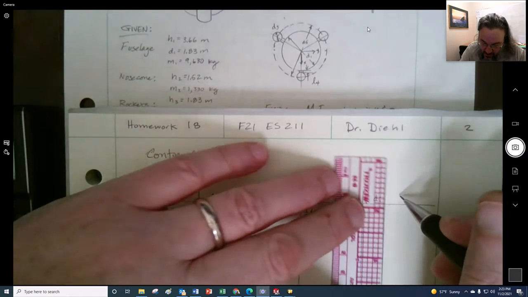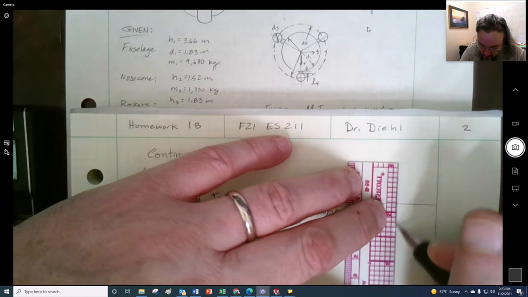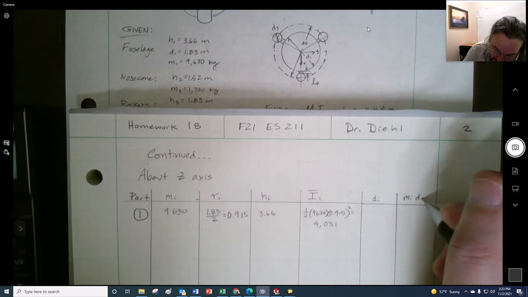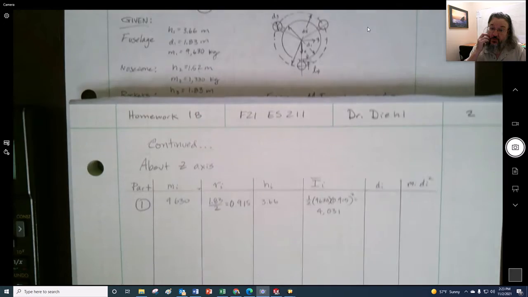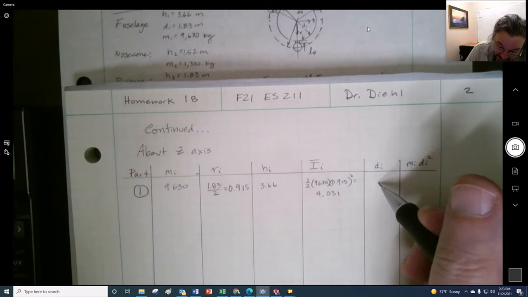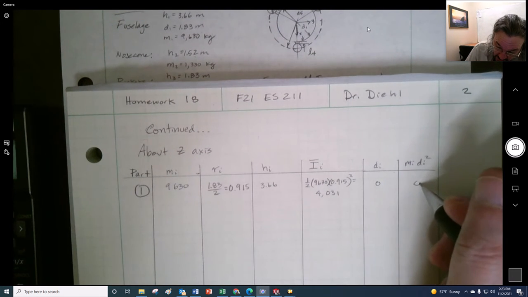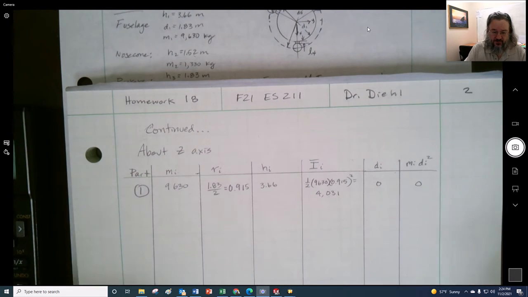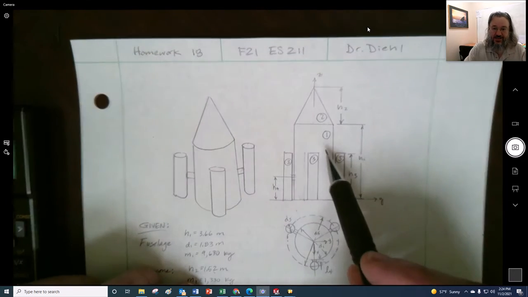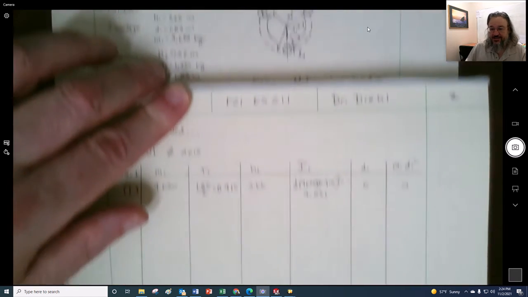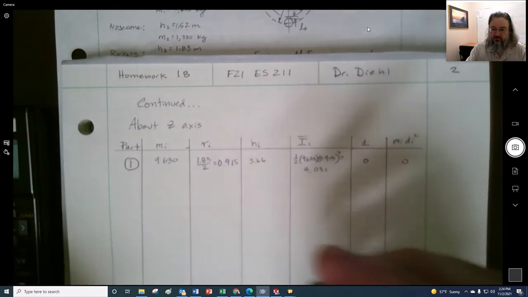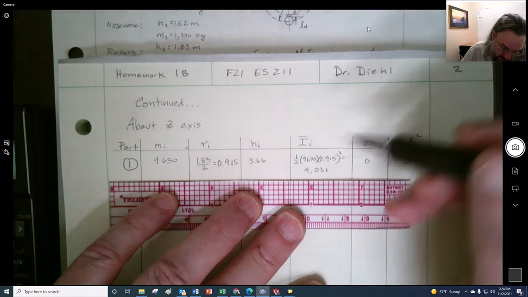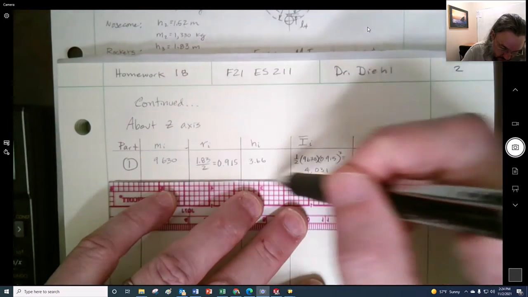And then the last one, I'm going to take m_i d_i squared. And so the d_i is going to be 0, and so it's going to be 0 in this one. But this is a placeholder because we're going to have to do this. Now, why is it 0? Because it is on the z-axis. We didn't have to move it anywhere. It's right centered. So this will make more sense as we go through and do more of the parts.